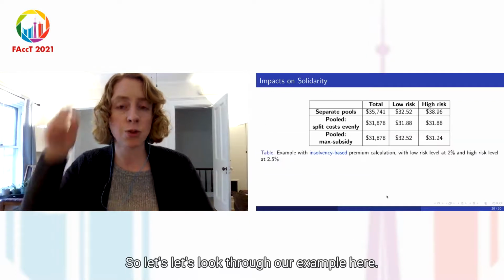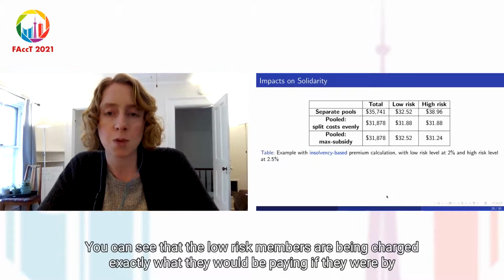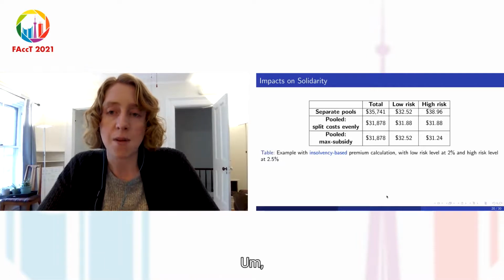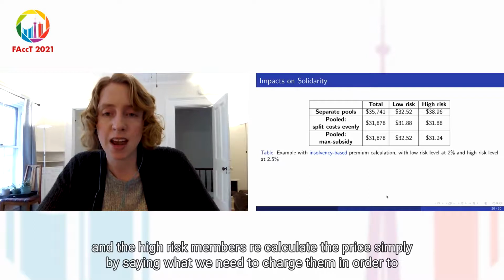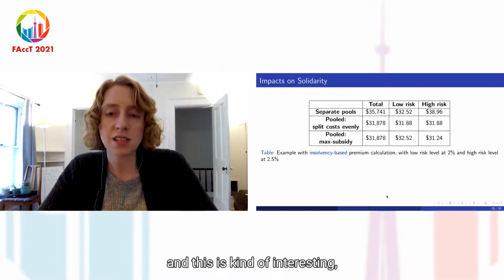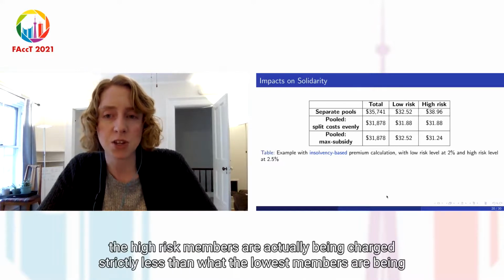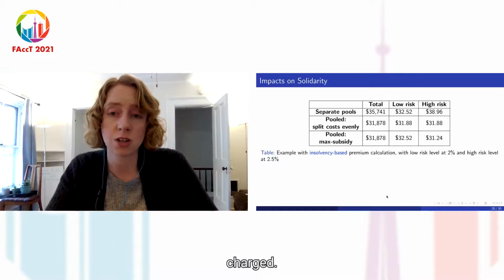So let's look through our example here, what this looks like. This is the last row in this table here. You can see that the low-risk members are being charged exactly what they would be paying if they were by themselves, so no high-risk people involved at all. And for the high-risk members, we calculate their price simply by saying what we need to charge them in order to make up the difference for the total that needs to be covered. And this is kind of interesting because you can see that in this situation, the high-risk members are actually being charged strictly less than what the low-risk members are being charged.